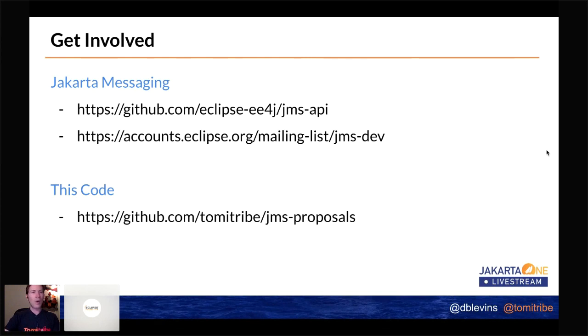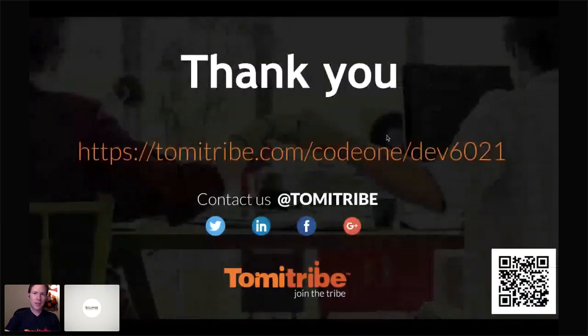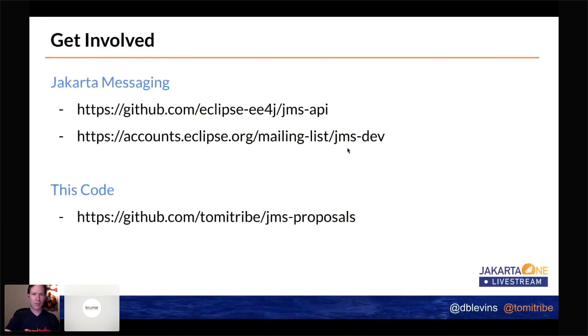And so, what I would say to everybody is take a picture of this slide. Let's get you on the JMS message list right there. Follow the JMS API Git repo. And if you want to see any of this code afterwards or take a look at it, it's currently sitting at this repository. This is a temporary location.